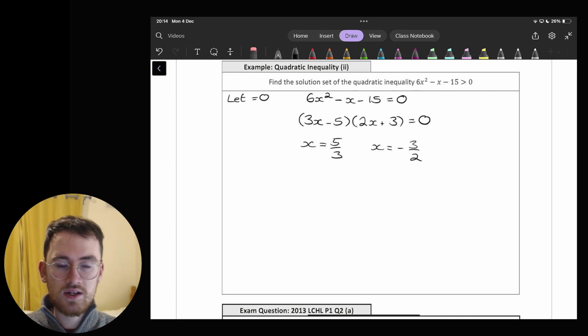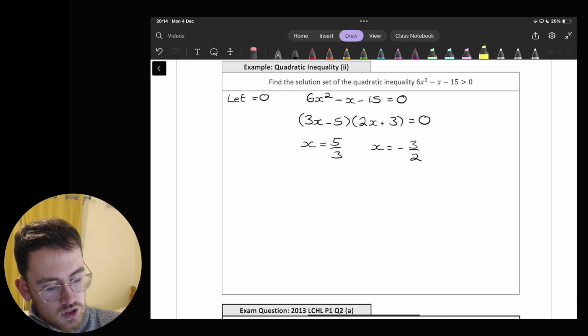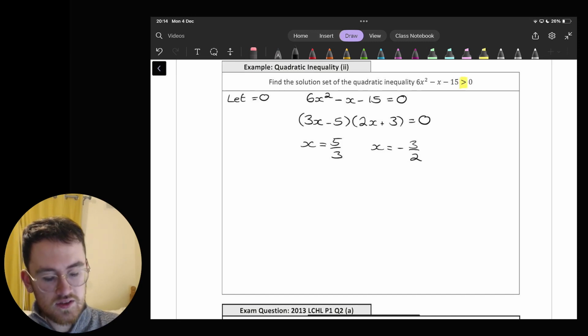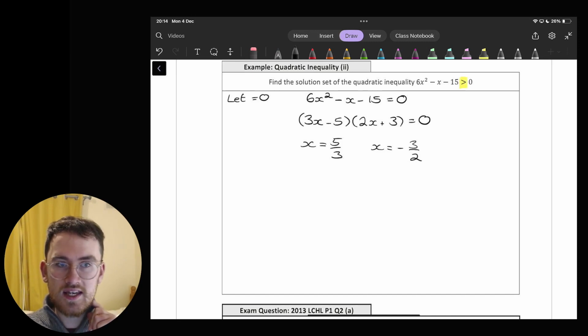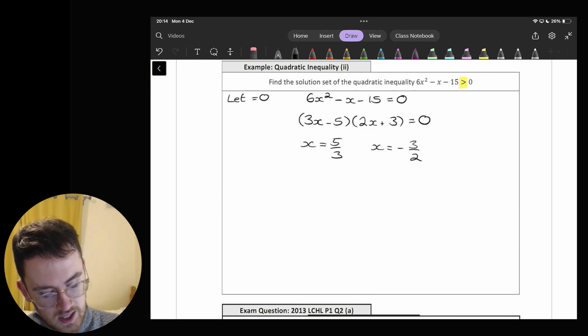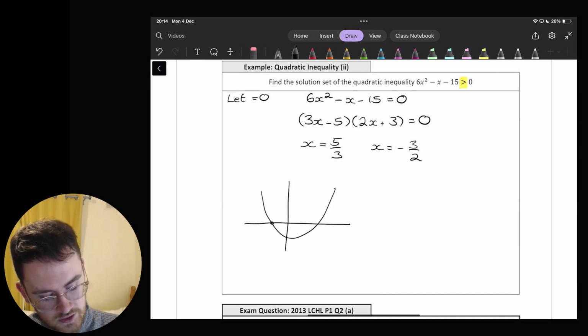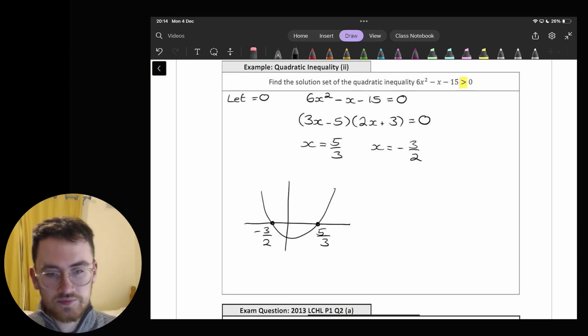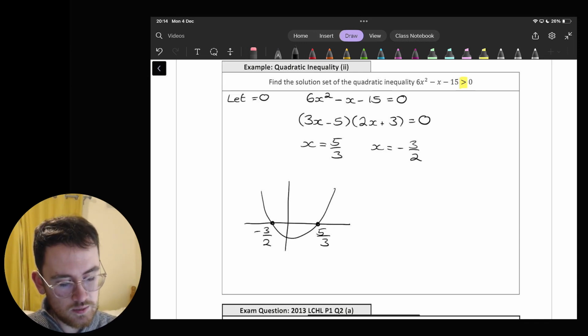Those are my roots. Now I don't want the roots. I want to know where my function is greater than 0. The roots would give me where it's equal to 0, but that's not what I want. So again, sketching my graph. Doesn't have to be any work of art, just a little sketch. So minus 3 over 2, we'll keep one root to the left, one root to the right, because one's negative, one's positive, keeping it consistent with the question.